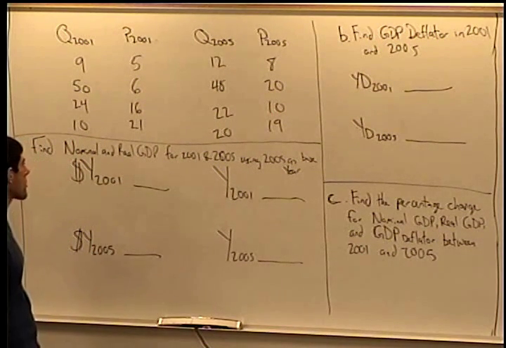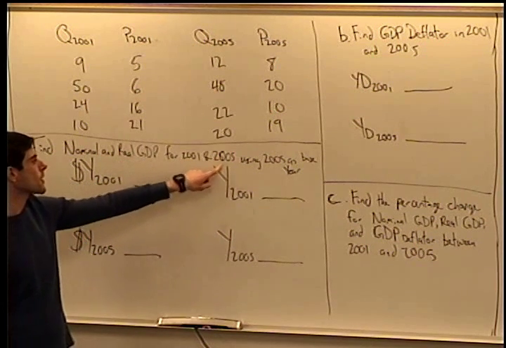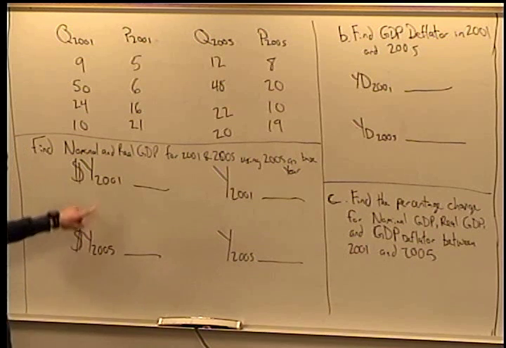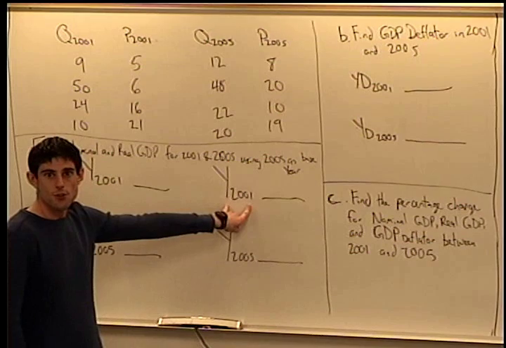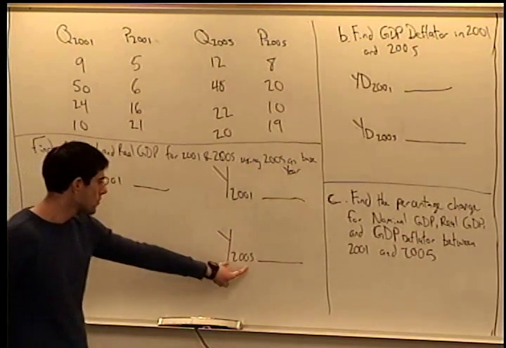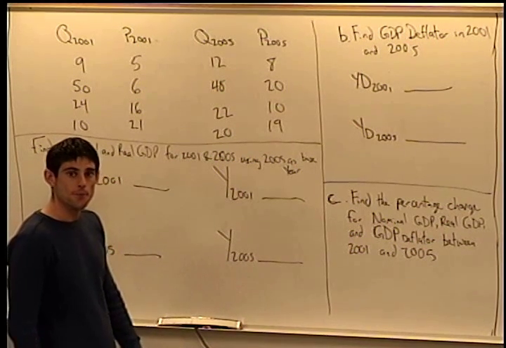Okay, so for part A, I want you to find nominal and real GDP for 2001 and 2005, using 2005 as the base year. So I want nominal GDP for 2001, real GDP for 2001. Nominal GDP for 2005, real GDP for 2005. And we're using 2005 as the base year.